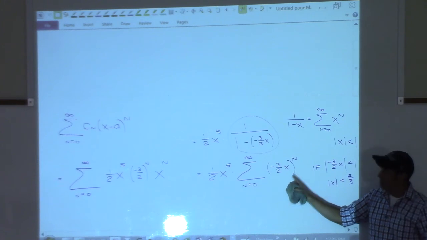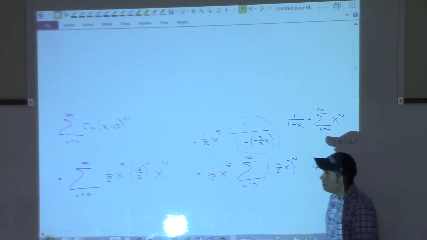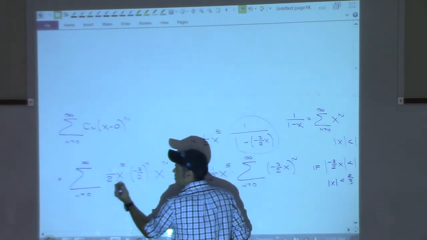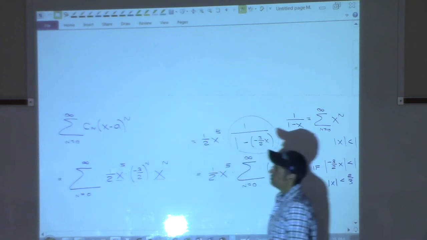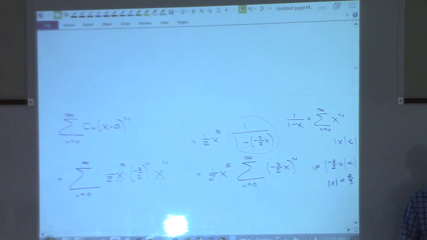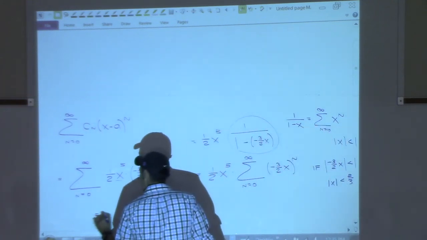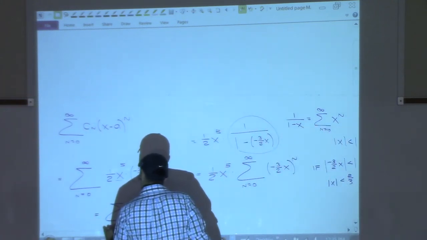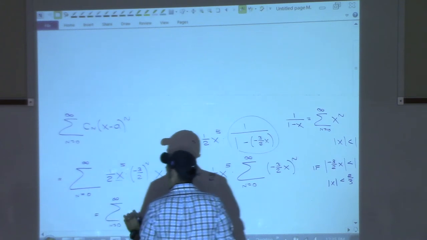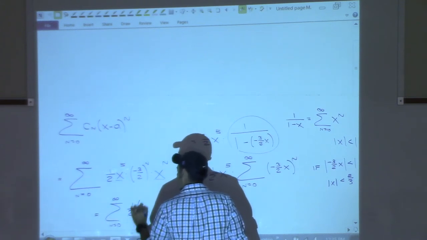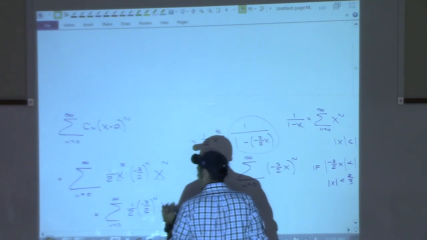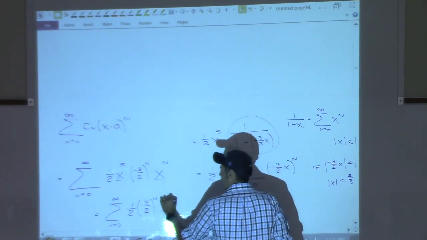Right? And go a little further, because this and this are both the same base. So I can rewrite that as the sum, n equals 0 to infinity, of 1/2 times (-3/2) to the n, x to the what? n plus 5.